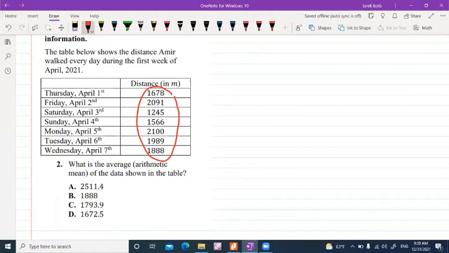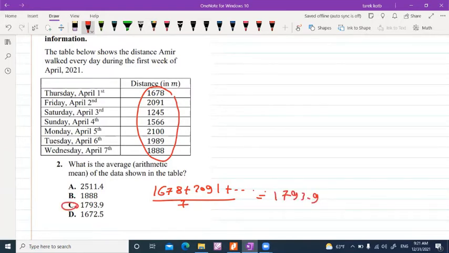So if you add them all and divide them by how many? 1, 2, 3, 4, 5, 6, 7. They are 7. So it will be like this: 1678 plus 2091 plus and so on, over 7. So you will get the answer, this number 1793.9, which is number C. This is an easy question.